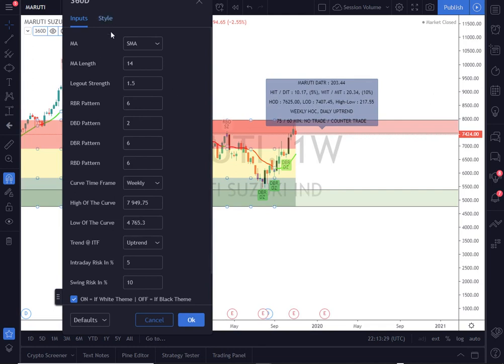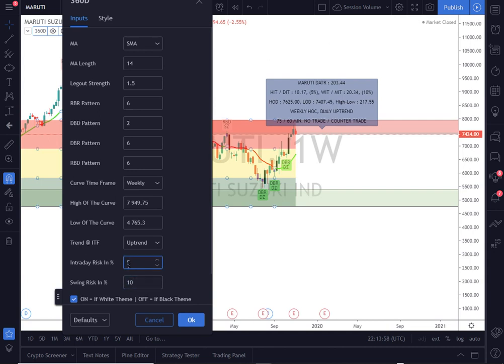So if you look at the intraday risk and the swing risk here, I have set this up to 5% and 10%. You can set this up based on the risk that you want to take on each trade. So based on the risk analysis, based on the risk that you want to take on each trade, you can set this up to the numbers that you want. I have set this up to 5% and 10%.